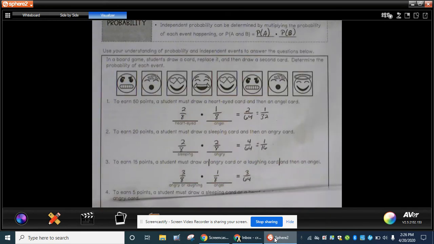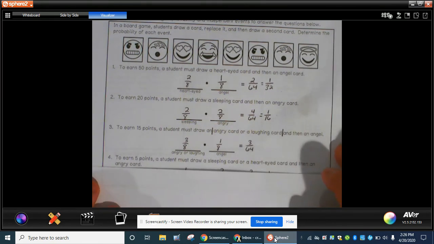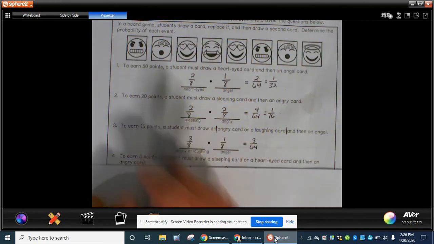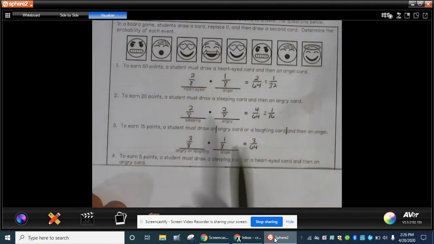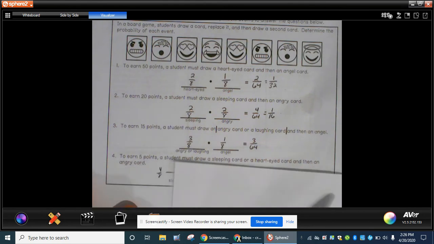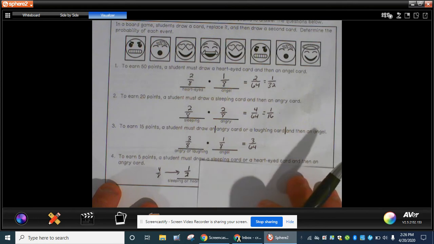And our last example before this video ends is going to be to earn 5 points. A student must draw a sleeping card or a heart-eyed card. Again, kind of like number 3. So you have these two right here that are going to be tied together, and then an angry card. Well, a sleeping card, we have 1, 2 of those, and then a heart-eyed card, we have 1, 2 of those. So initially, the probability of that will be 4 out of 8. But to make things easier on me, I'm going to go ahead and simplify that to 1 out of 2. 4/8 is just 1/2.